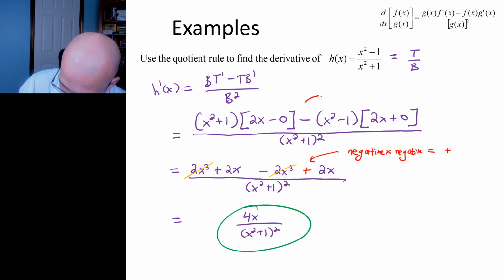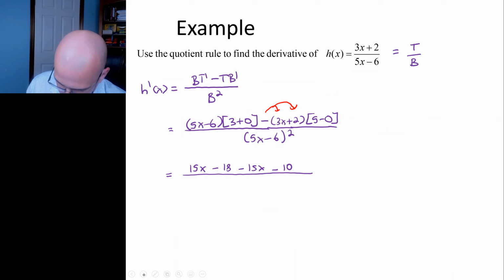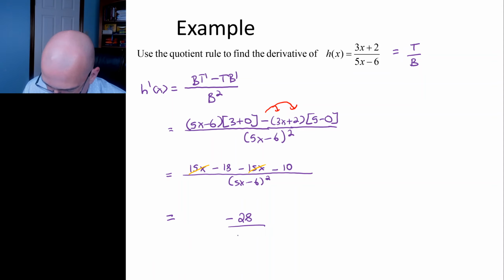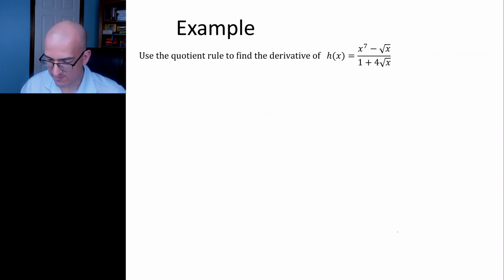I can do the same thing. I should do the same labeling here. Okay, now we have 5x minus 6 all squared. And something glorious happens. 15x minus 15x, they destroy each other. We can merge the negative 18 and the negative 10, give us a negative 28. Okay, that's the answer for that one.